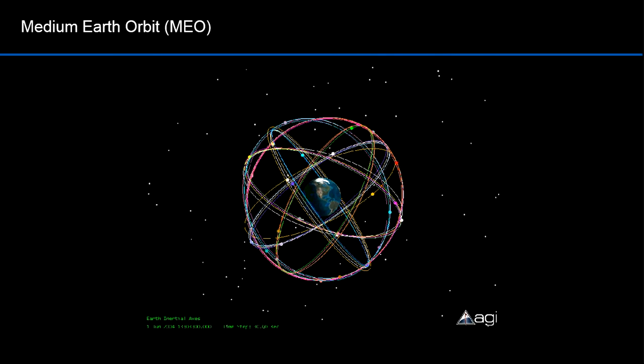This is a medium Earth orbit. Altitudes range from 1,200 miles to 21,748 miles. In other words, it's between LEO and GEO. And I'll talk about LEO in a minute. Orbital periods start at 2 hours and go up to 23.5 hours. This is what the GPS constellation looked like many years ago.